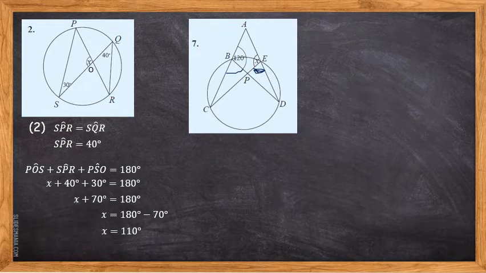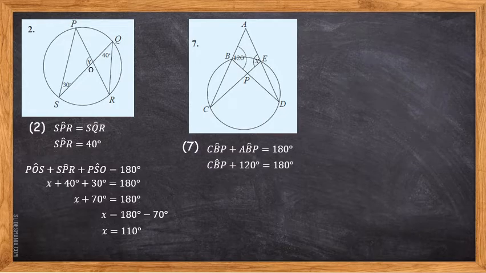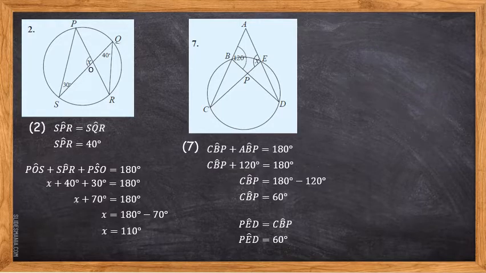Right. Then let's do that. First, let's find the magnitude of CBP or CBD කියලා කියන්නත් පුළුවන්. Right? Okay. CBP plus ABP is 180 degrees. Angles, adjacent angles on a straight line. Then ABP is 120. Therefore, CBP would be 60 degrees. Then we know that CBP is equal to PED because they are angles in the same segment. Therefore, PED is also 60 degrees.